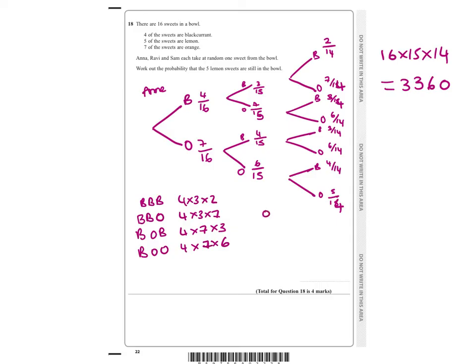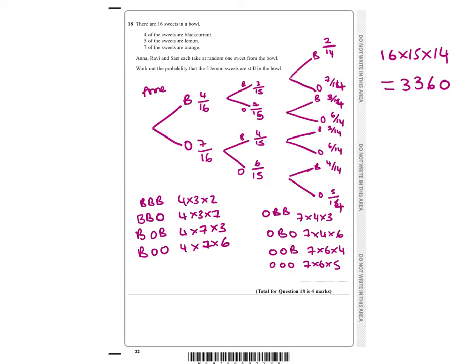We're then going to have OBB, 7 times 4 times 3. We're going to have OBO, which is 7 times 4 times 6. We're going to have OOB, 7 times 6 times 4. And then we're going to have OOO, which is 7 times 6 times 5. Perfect. So, now I'm going to work out all of these and add them all together.